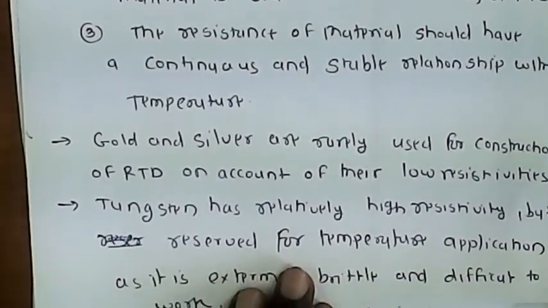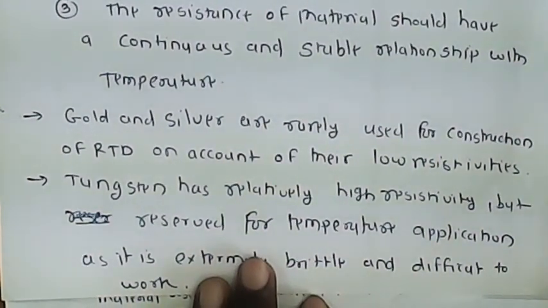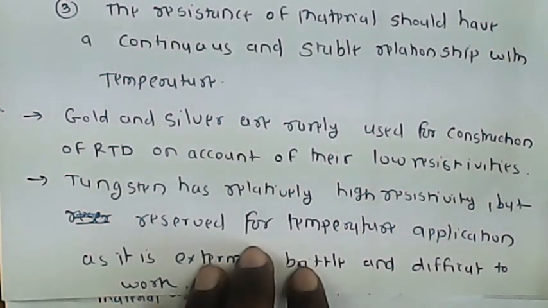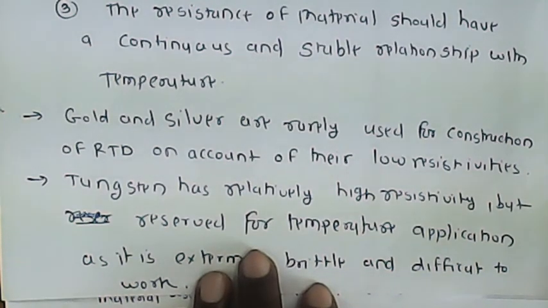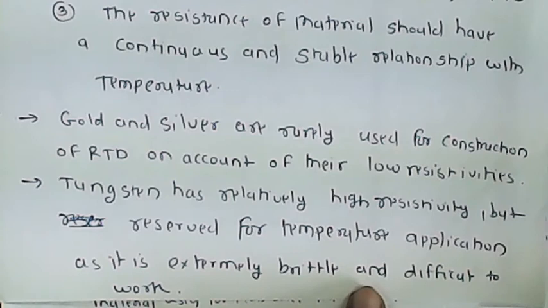The materials gold and silver are rarely used for the construction of an RTD. Why? The question may be in your mind. Because they have low resistivities. So gold and silver are rarely used for the construction of the RTD. Then second, tungsten has relatively high resistivity, but it is reserved for extremely high temperature applications, and it is brittle and difficult to work.